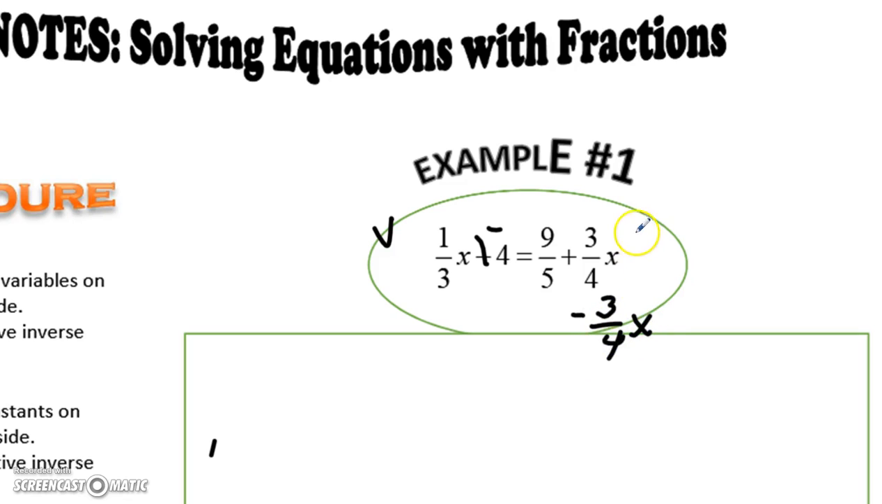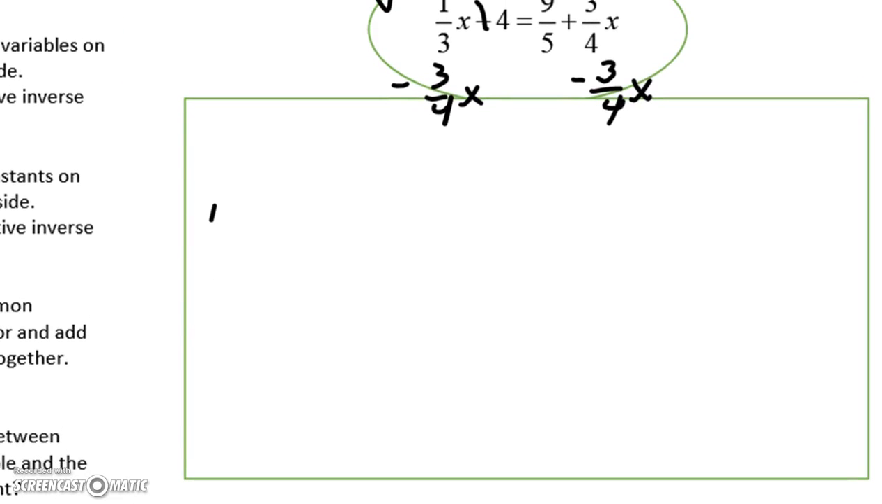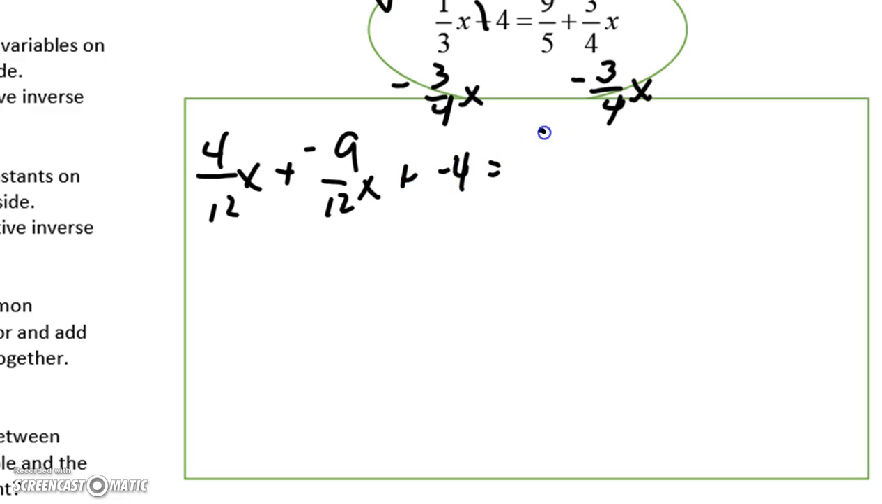So since I want the 3/4 x on the other side of the equation, I'm going to add its additive inverse to both sides. Well, 1/3 and 3/4, their common denominator would be 12. So 1/3 I would rename as 4/12 x, and then plus a negative 9/12 x, plus a negative 4 is equal to 9/5. I'm going to add my fractions together, and I have negative 5/12 x plus negative 4 is equal to 9/5.